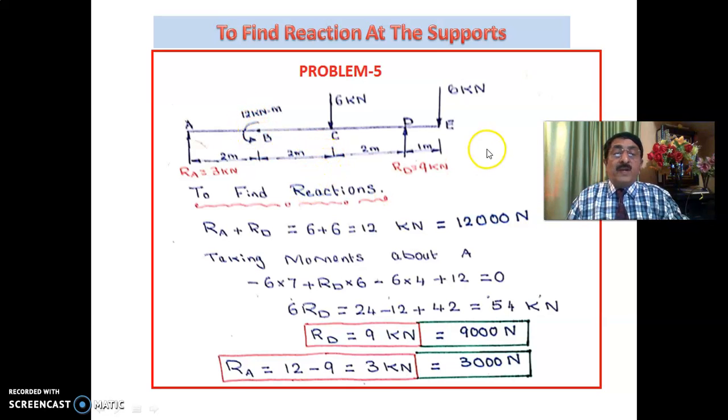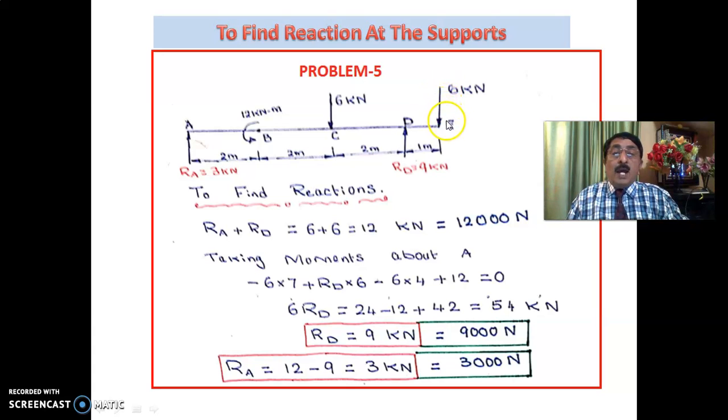Now to find reactions, RA plus RD is equal to 6 plus 6. That is, the downward forces are 6 and 6, 12 kilonewtons or 12,000 newtons. Then you take moments about A or E, whatever is convenient to you. Let us say I'll take moments about A.